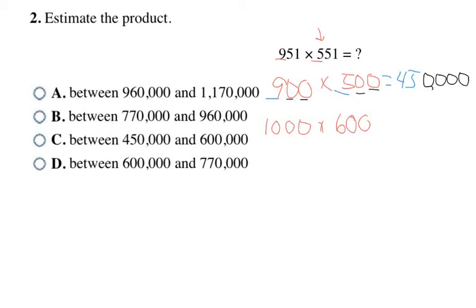And then I do it again with my two big numbers. So I'm going to have 1 times 6 is 6. And then I count up my zeros. And here again, there's 1, 2, 3, 4, 5 zeros. So I'm going to type right in 5 zeros after the 6. So that means that my answer here is going to be between 450,000 and 600,000, which is choice C.